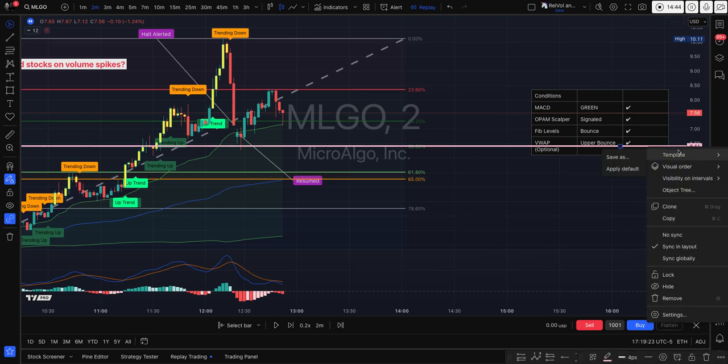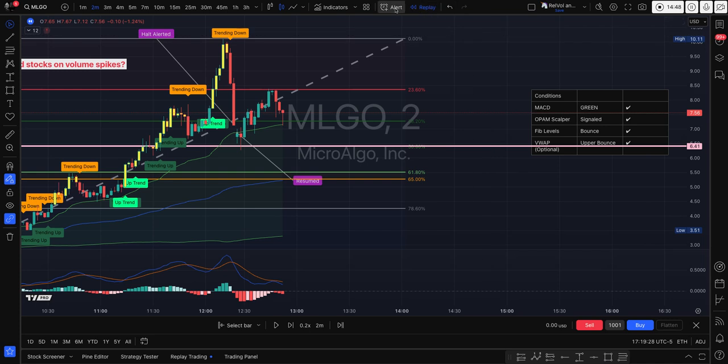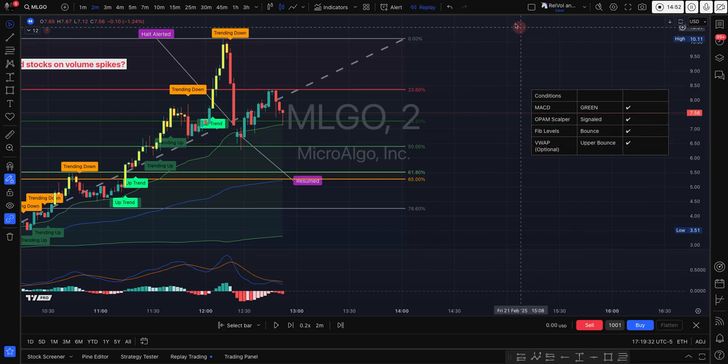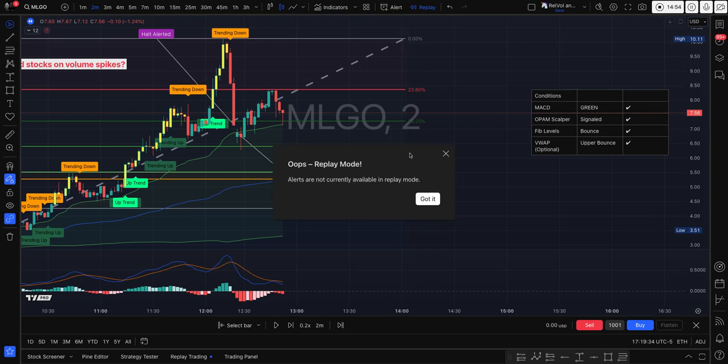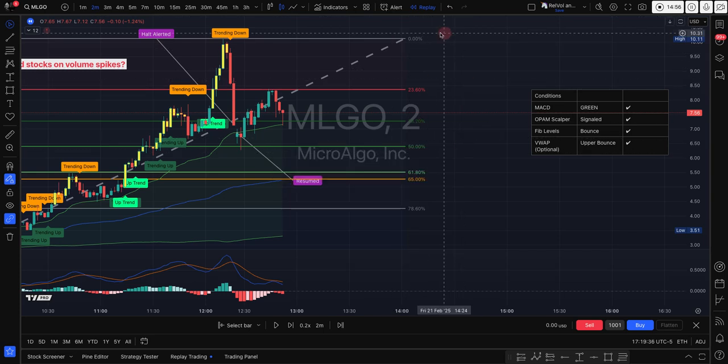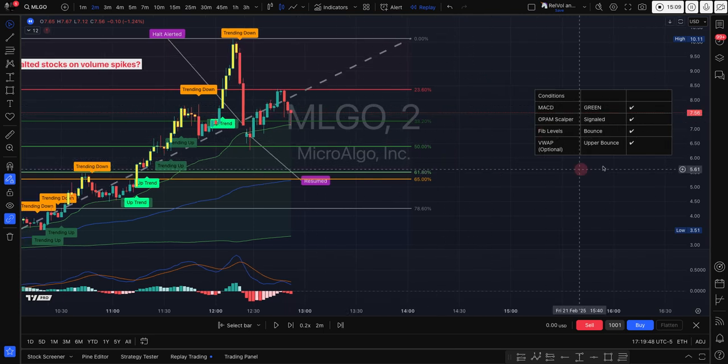What's going on there? Oh, okay. Actually, that's just to draw it. So let's do the alert thing. Oh, that's why I'm in the replay, so it doesn't allow me to do it. So in real-time trading, it will allow me to add the alerts. I will show it after.